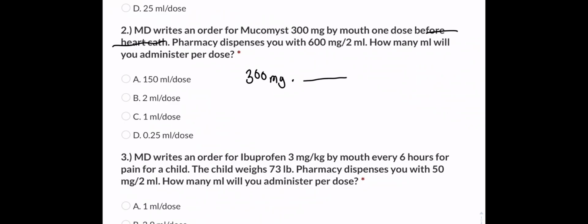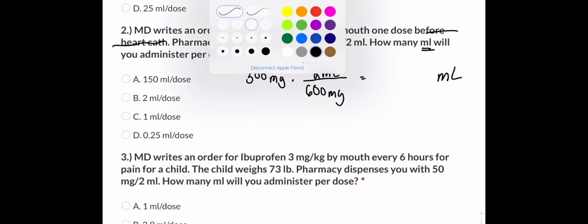Pharmacy dispenses you. Basically, the second part of the problem is what are you given? What are your options? What is available to you? You have 600 milligrams of Mucomyst in every 2 mLs. So write 600 milligrams at the bottom, 2 mLs up top. And we have to end up with milliliters, so put milliliters at the end. So now let's cross multiply.